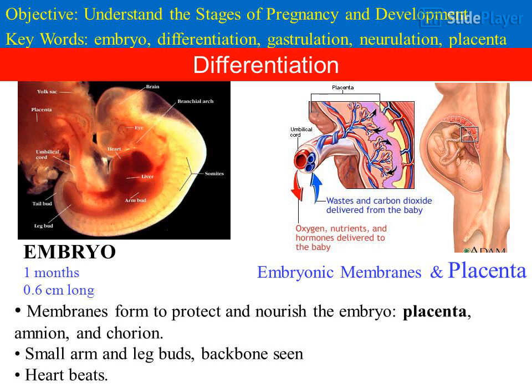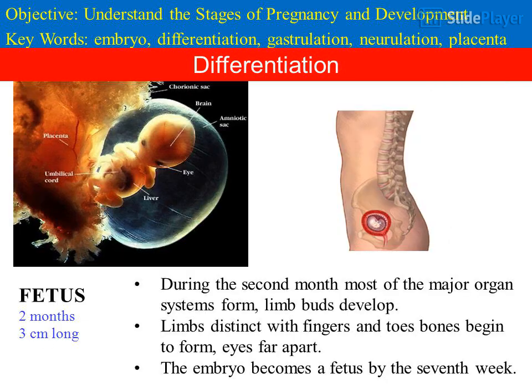Differentiation. Embryo. 1 month. 0.6 centimeters long. Embryonic membranes and placenta. Membranes form to protect and nourish the embryo: placenta, amnion, and chorion. Small arm and leg buds, backbone seen. Heartbeats. Differentiation. Fetus.